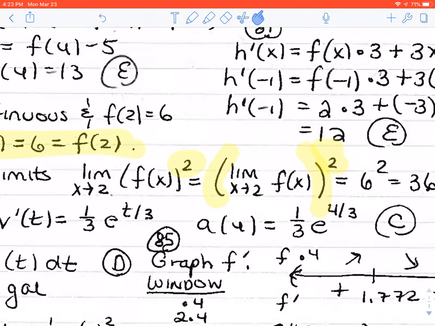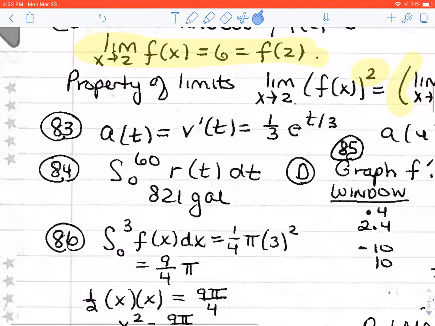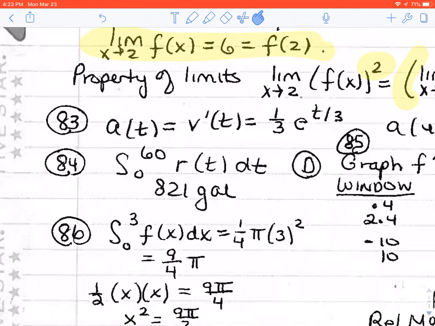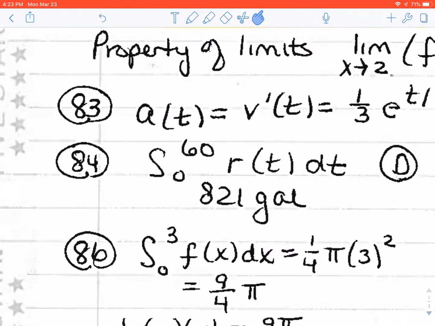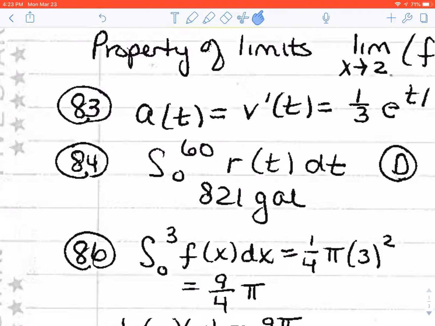The other question that was asked was number 84. And 84 is a really good problem in terms of what we've been doing recently with integration, because it gives us that R of t is a rate. It's a rate of change, and it's how many gallons per day that a home uses fuel. So if I'm integrating gallons per day, I know that my units that I'll get will be gallons.